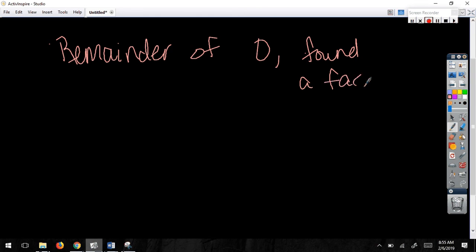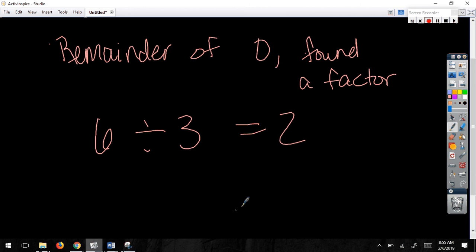Okay? In other words, when I took that 6 and divided by 3, I got a whole number, no remainder. That means this is a factor, even if I wasn't sure that 3 was a factor. Those are the two basic concepts for factor and remainder theorems. When you divide by a factor, 1, you get no remainder, but 2, you get another factor.